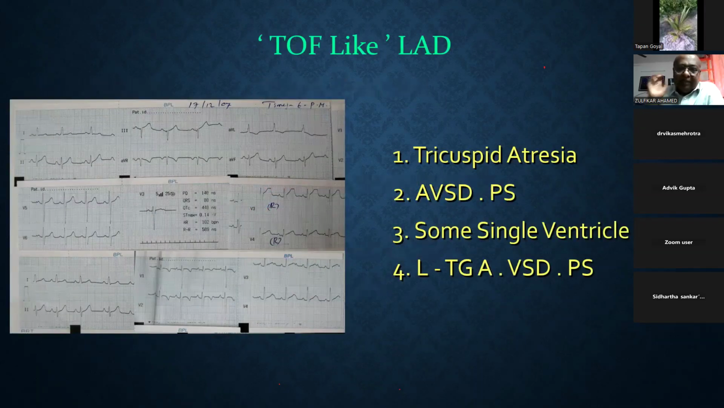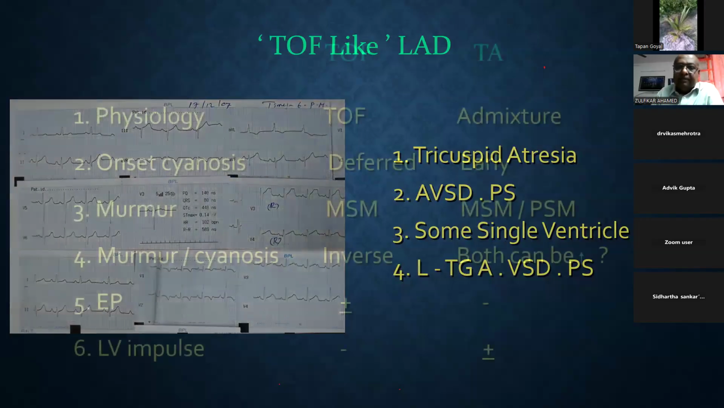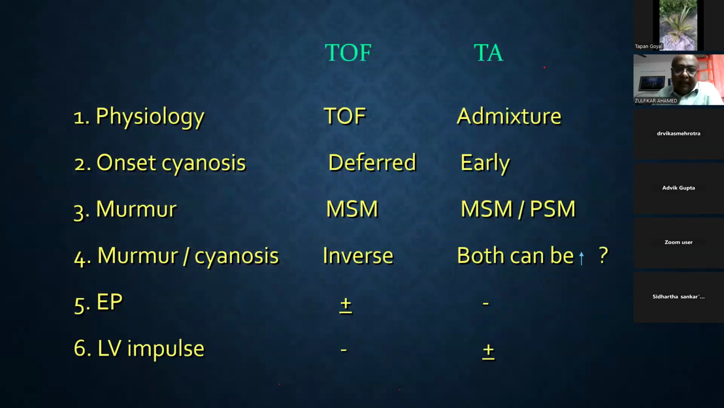So that brings us to another very important area. That is, when you suspect a tetralogy of Fallot and you have a left axis deviation in the ECG, what will you think of? You should think of tricuspid atresia, atrioventricular septal defect with single ventricle with PS, and LTGA, VSD, pulmonary stenosis. And clinically, we can make some distinction between tetralogy and tricuspid atresia.